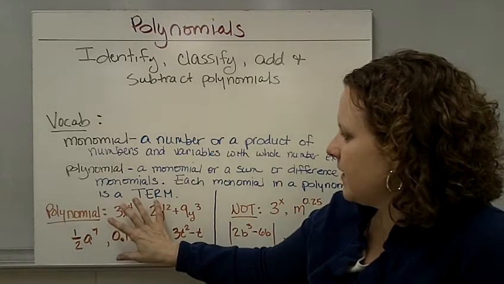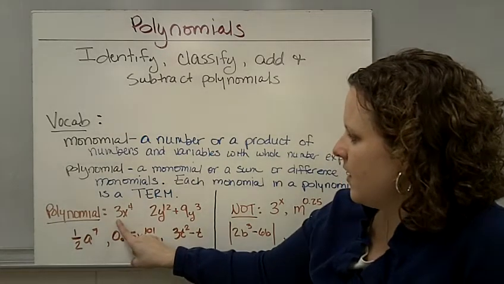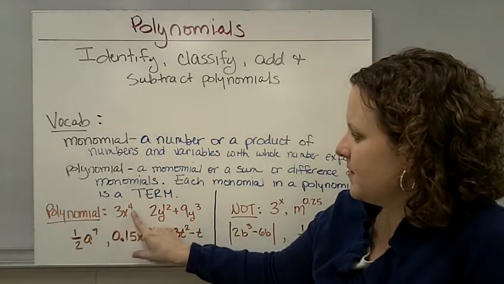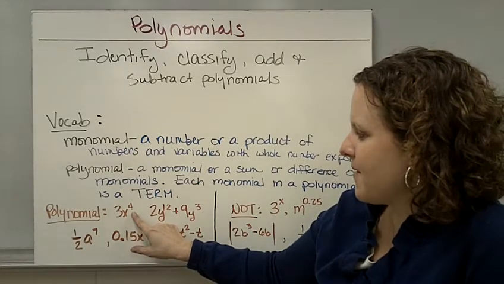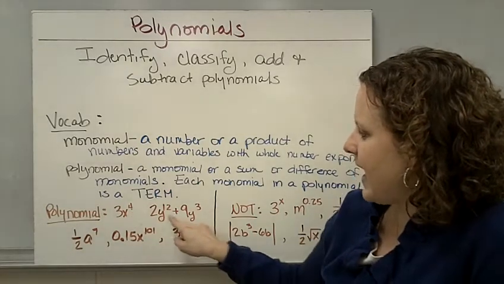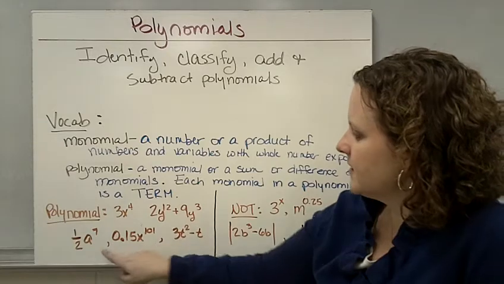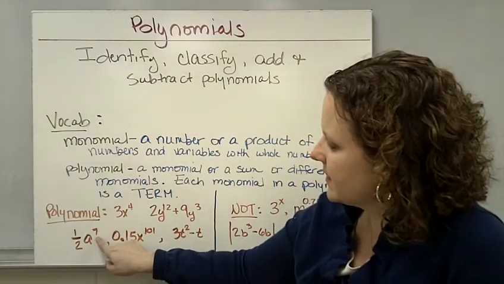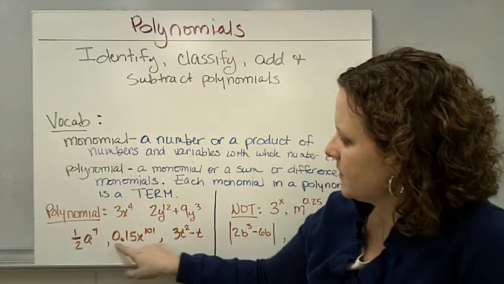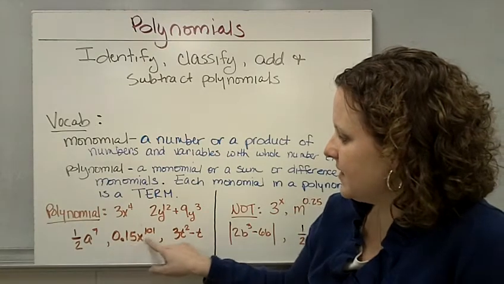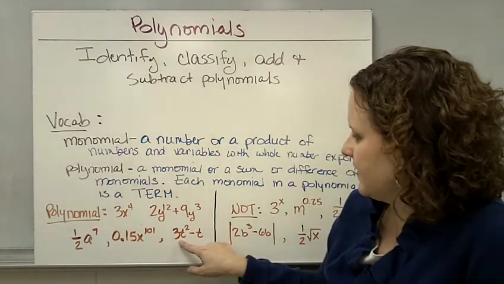Here are some examples of polynomials. A number, a variable raised to a whole number power exponent. We're adding some monomials. There's a number raised to a whole number power. A decimal in the beginning is fine, and I'm subtracting.